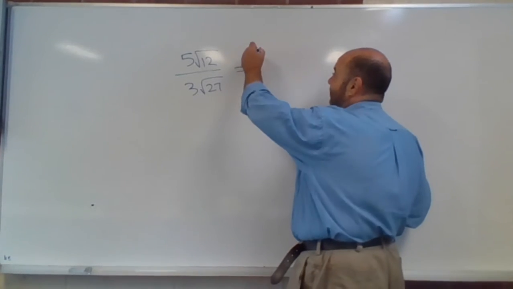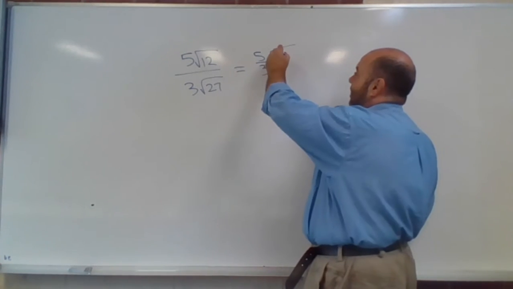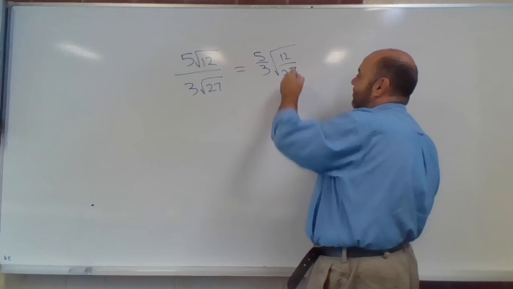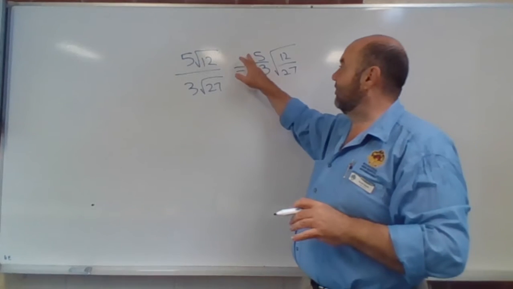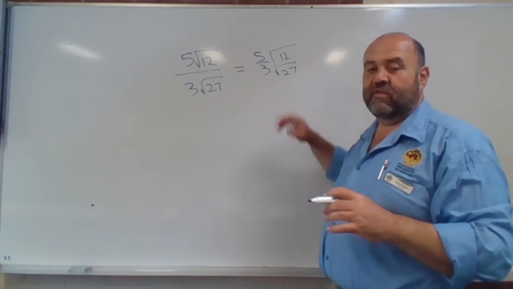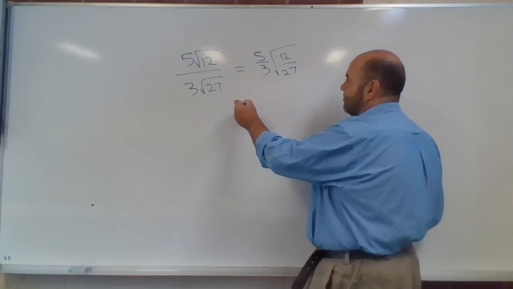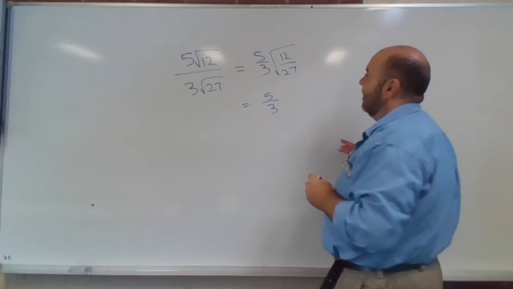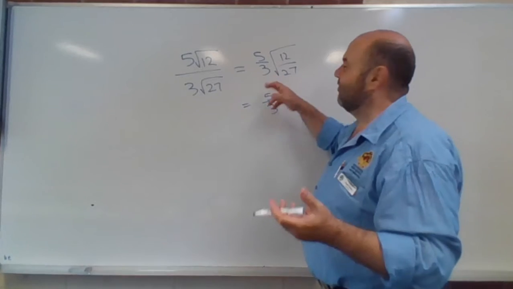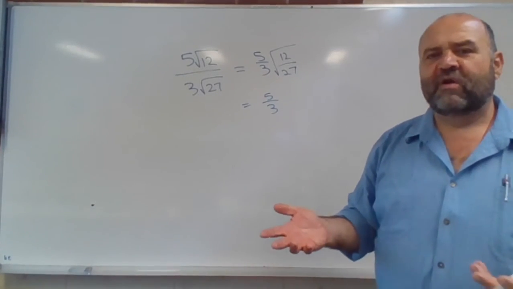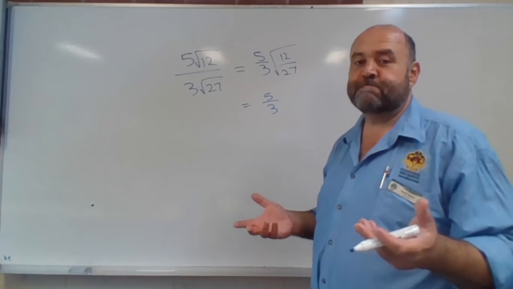So this means that I've got 5 over 3 multiplied by the root of 12 over 27. So I separate them out, okay? The coefficients are being divided on their own, and the parts underneath the radical are being divided on their own. So let's have a look at this guy over here. Well, I've got a fraction. I want to simplify my fraction. 5 over 3 I can't simplify. There are no common factors in 5 and 3. What about 12 and 27? Do they have any common factors?